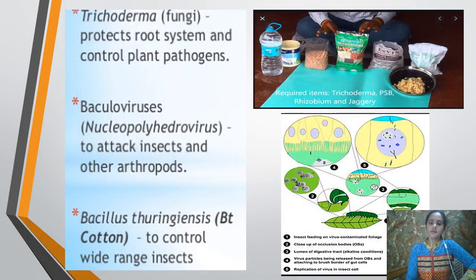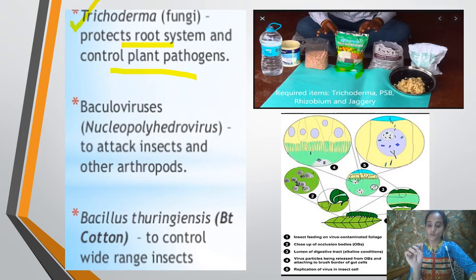Now, the next example given here is Trichoderma. And this Trichoderma is a fungus. And what is the application of this Trichoderma? They protect the root system and they can control the plant pathogen. Okay, so this Trichoderma, you see the picture here? This is a packet of Trichoderma. That means the spores are available.